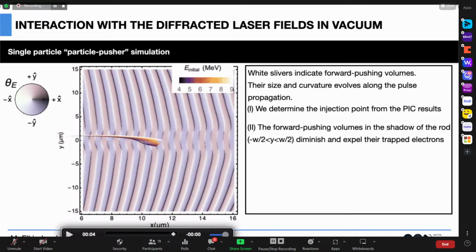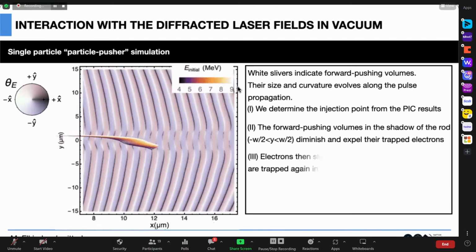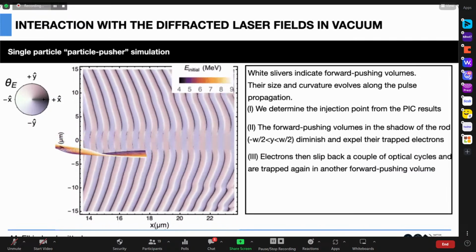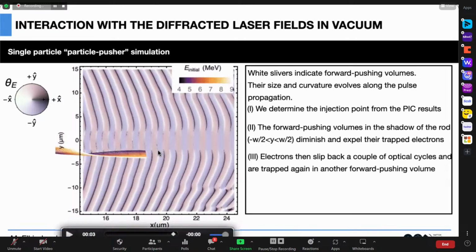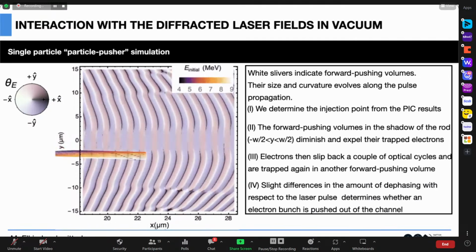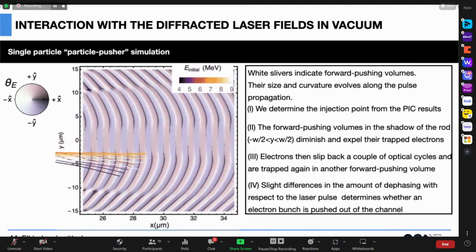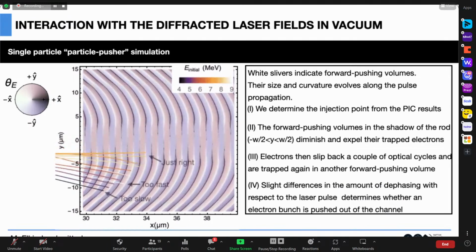But electrons at this energy range that we picked for the simulation, between 4 and 9 MeV, after some time find themselves trapped again in another forward accelerating volume, another white sliver. And this is what we're seeing here. Now, letting them run a little bit more, we see that some of them manage to stay in the channel in this low energy accelerating structure.